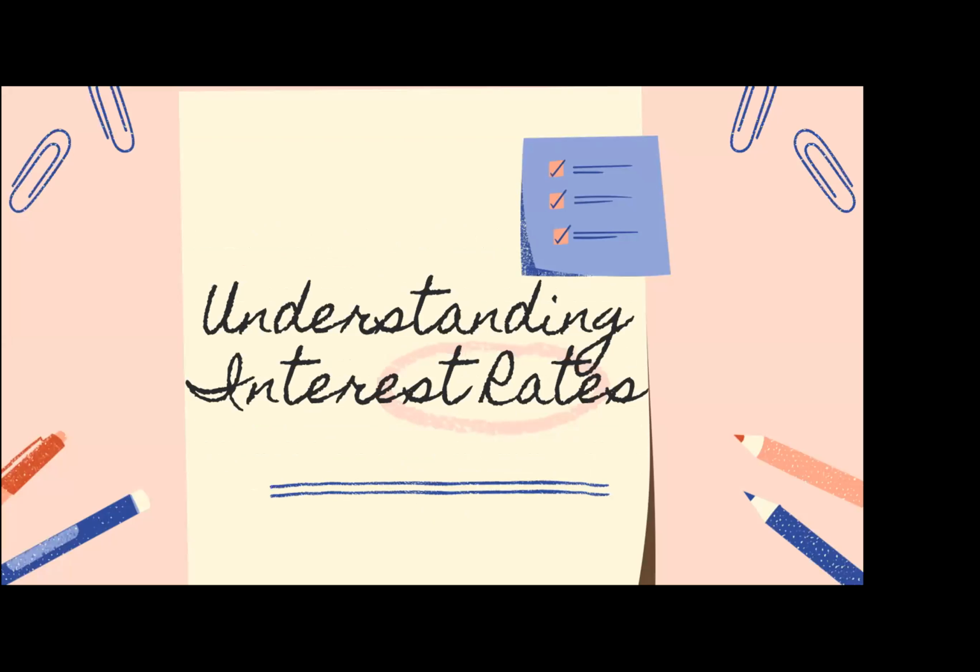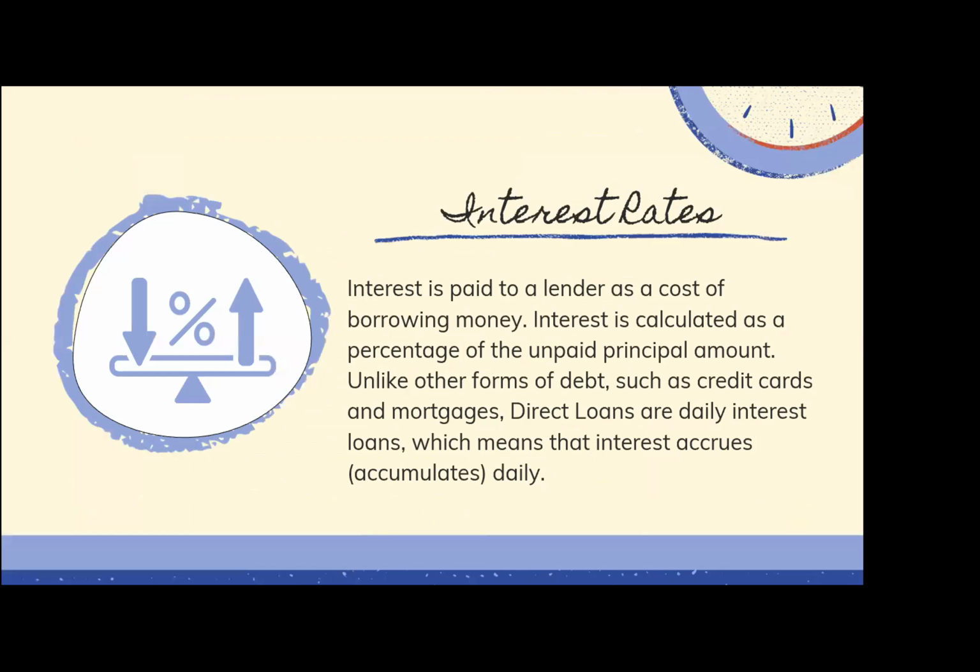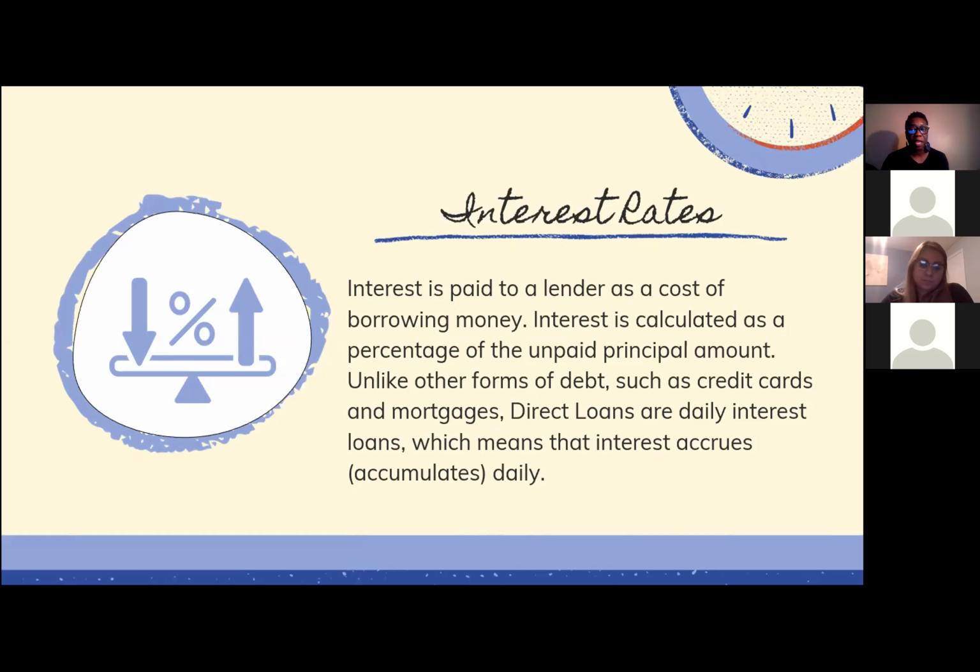Awesome. So next we're going to move to understanding interest rates. After I read this, I'll explain something else about the budgeting, but interest is paid to a lender as a cost of borrowing money. Interest is calculated as a percentage of the unpaid principal amount. So unlike other forms of debt, such as credit cards and mortgages, direct loans are daily interest loans, which means that interest accrues or accumulates at a daily rate.